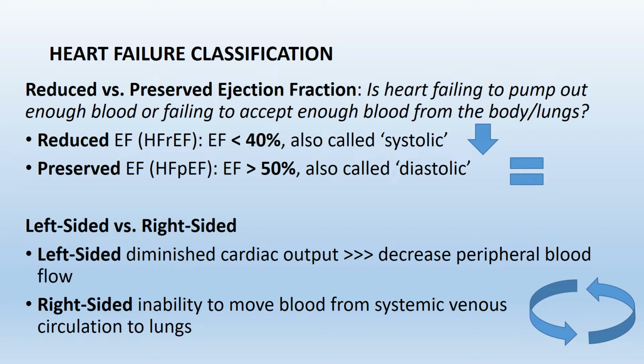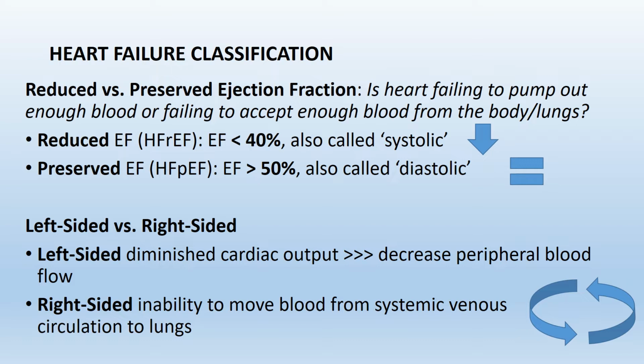The main question to ask is, is the heart failing to pump out enough blood or failing to accept enough blood from the body or lungs? In reduced ejection fraction heart failure, the ventricle cannot eject an adequate amount, or an adequate cardiac output. The ejection fraction is less than 40%. There is an increase in end-systolic and diastolic volume, preload increases, but on the left side, most common, as the blood backs up, it accumulates in the lung, causing pulmonary congestion. And we'll look at these manifestations closer on the next slide.